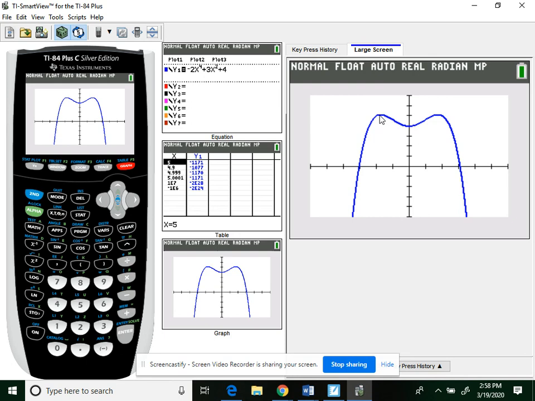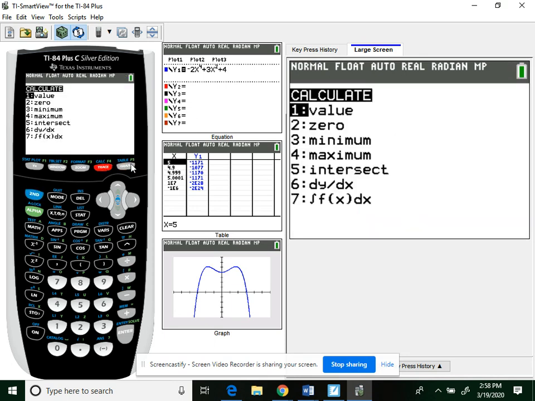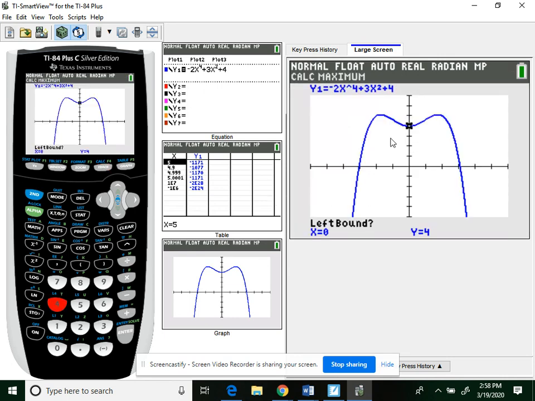So to do this, we're going to find this point right here. It looks like they're the same. Let's find both of them. So to find the maximum point, that's a max, we're going to hit second trace. That brings us to the calc. I'm going to go down to 4, which is the maximum, because I want to find the maximum value. So I'm going to bring my cursor using the arrows. So the max looks like it's about here. So we need to go a little left of it. So if I go a little left, enter, and then I need to go a little right of where that max is. So like there.